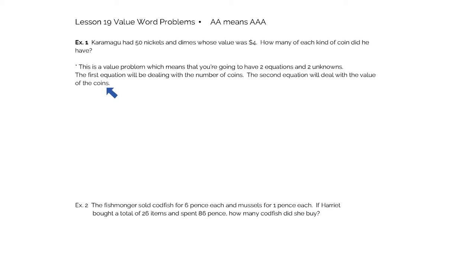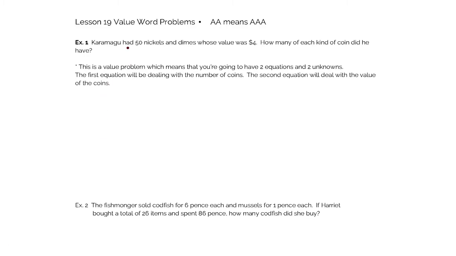So one equation is just the number of coins. If you were to throw the coins out on a table and you counted how many pennies you had, how many nickels you had, how many dimes you had, you would say, I have, for example, 36 coins. The second equation is the value of them. So each penny is worth 1 cent, dime is worth 10 cents, nickel 5 cents, quarters 25 cents, etc. So let's try to write these two equations. Remember, one is the value and one is the number of coins. So here we go.